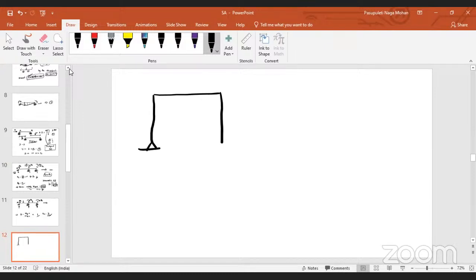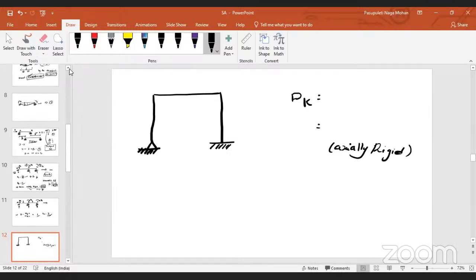Tell me, I think you guys can quickly tell me what is the static indeterminacy without solving anything. Two, sir. Two, right?